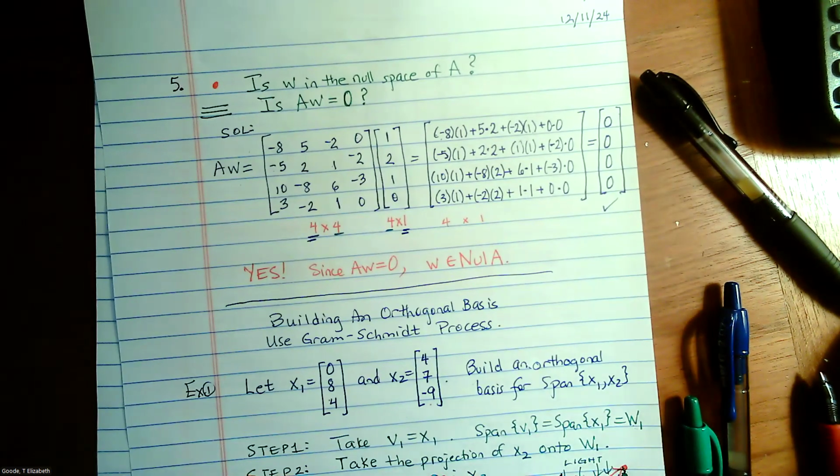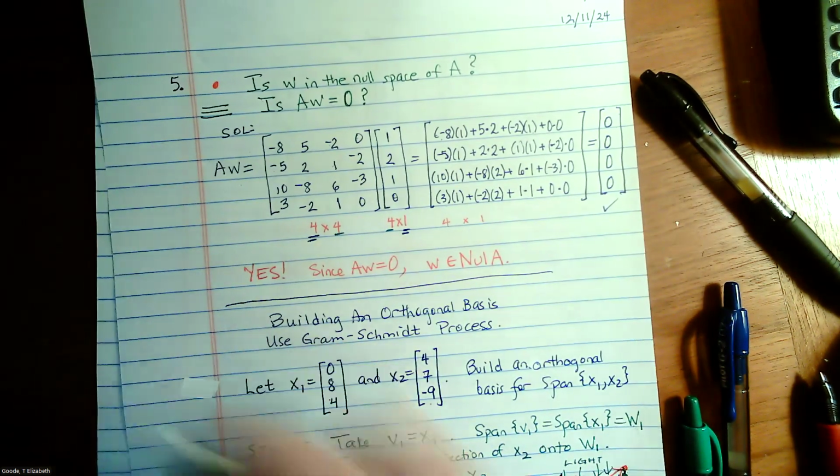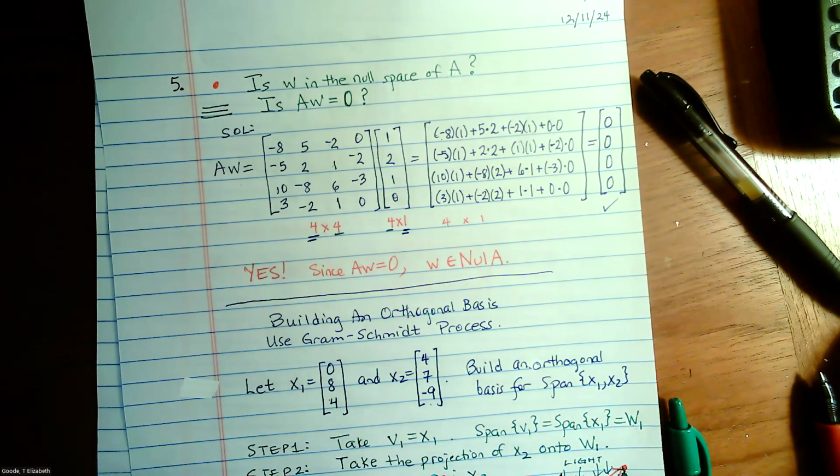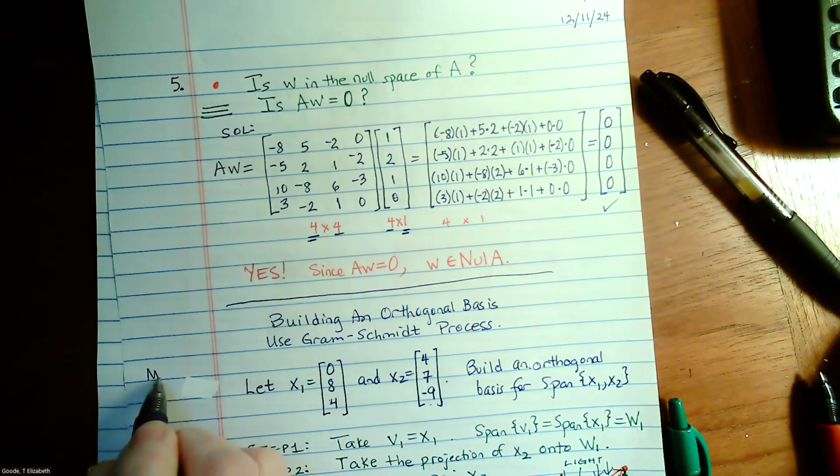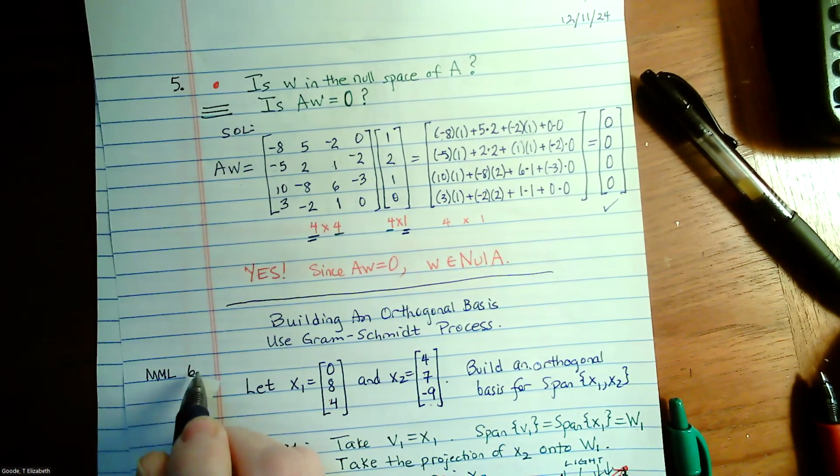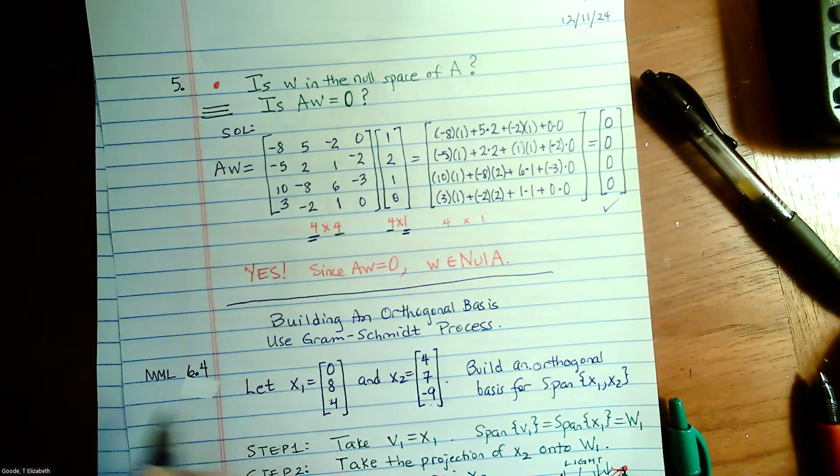So this is actually problem number 2 from MyMathLab 6.4, you said? Yeah. Because that's the Gram-Schmidt process.